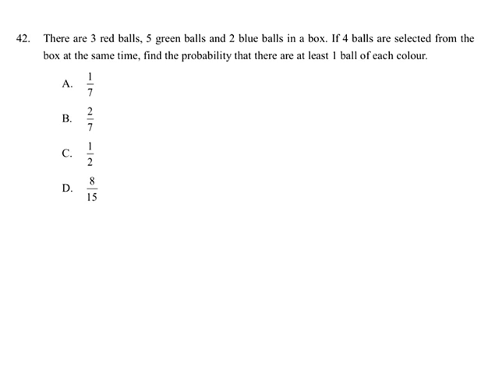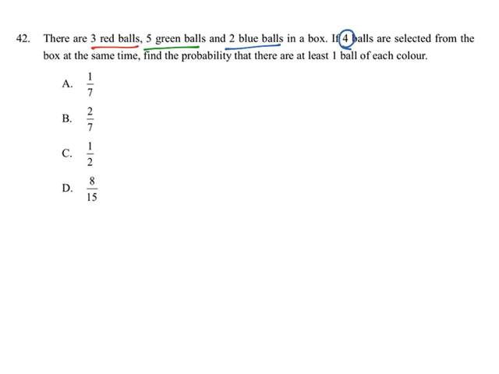Question 42. Probability. There are 3 red balls, 5 green balls, 2 blue balls, and then we select 4. And then we need to find the probability that we get at least 1 ball of each color. At least 1 ball, that means every color of ball will appear 1 time at least.